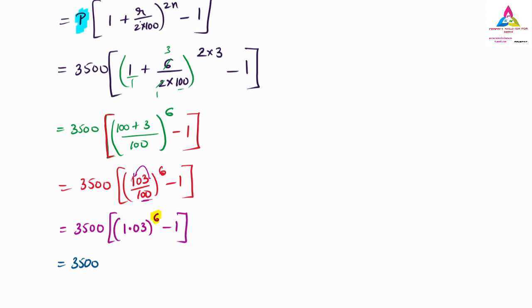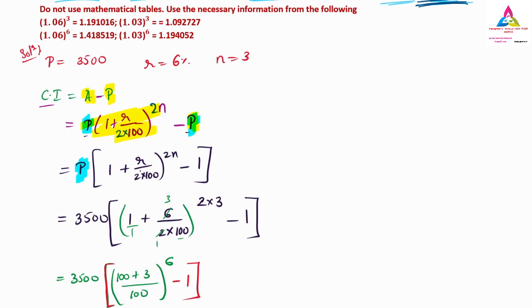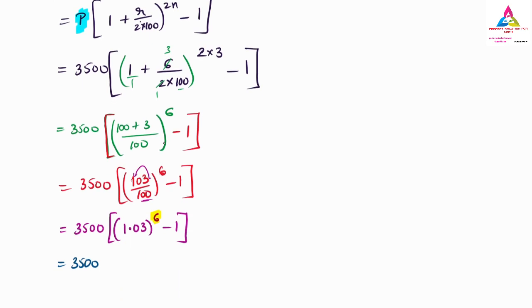Now the calculation for 1.03 raised to 6, how much? We already know 1.03 raised to 6, you can refer to it here. It is nothing but 1.194052. This is the value of 1.03 raised to 6, minus 1 we have, that we will write here only. Okay, we will close the bracket. Let us find the next.